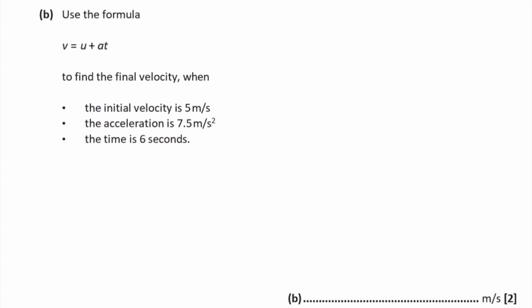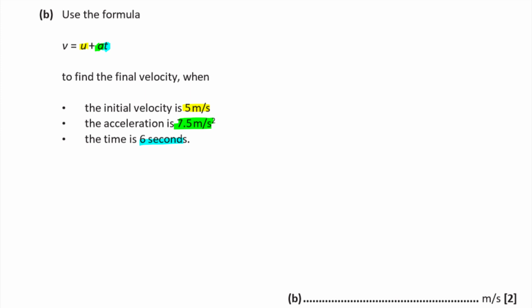Okay. Part B says use the formula v equals u plus at to find the final velocity when initial velocity is 5, the acceleration is 7.5, and time is 6. Okay, so this is the SUVAT formula that we need to know. So initial velocity is the u of this. This is the u value, so that's 5. a is acceleration. We know that a is equal to 7.5. And t is the time, isn't it? So 6 seconds is that one there.